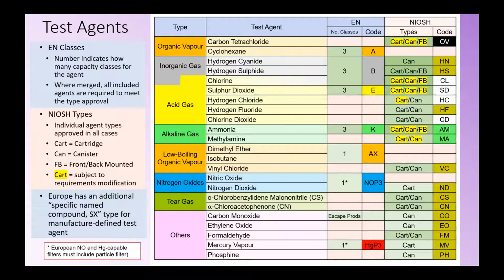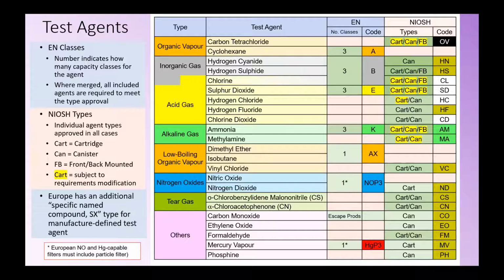And the indication there with the shading is, in fact, that in some cases, the requirements may be modified from the basic durations that are required for service life. There are some allowances made for certain gases and certain combinations of gases that I'll get to in a minute.